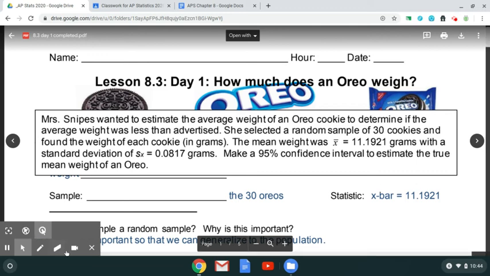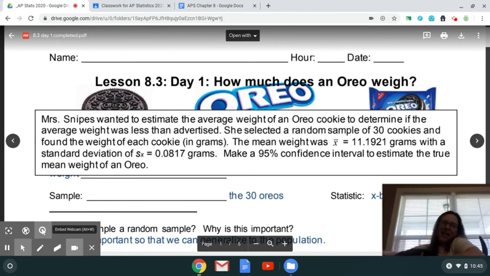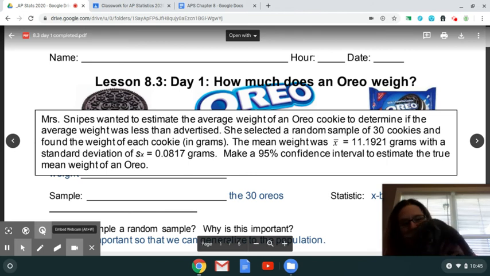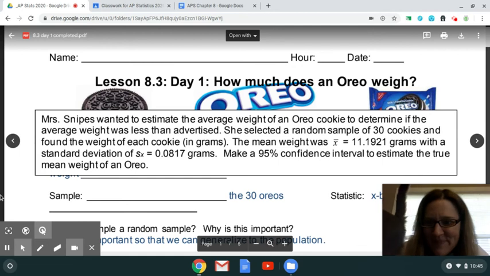11.1921. Oh, I have a visitor. See if y'all can see my visitor. Can you say hi? He's going to make it hard to video, but anyway, sorry. Okay, bye again.